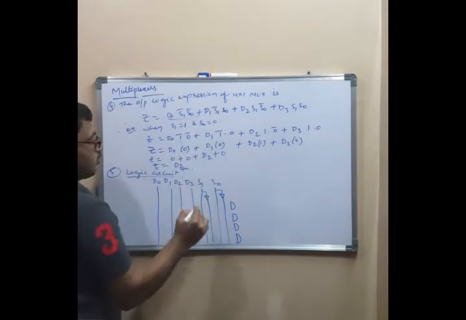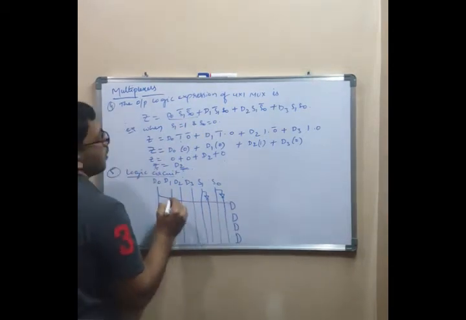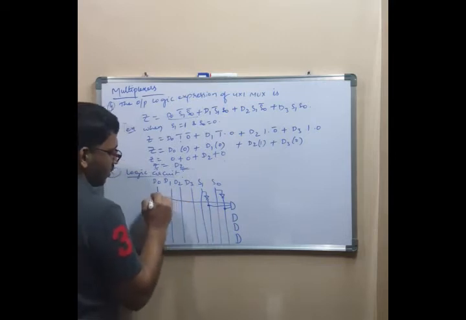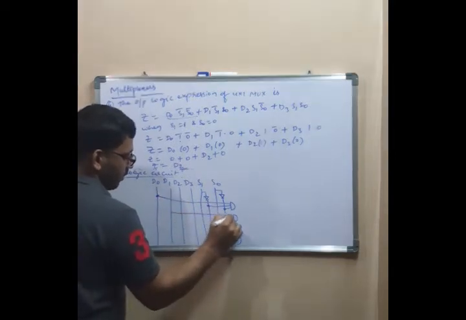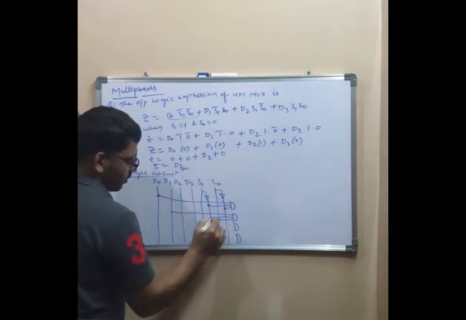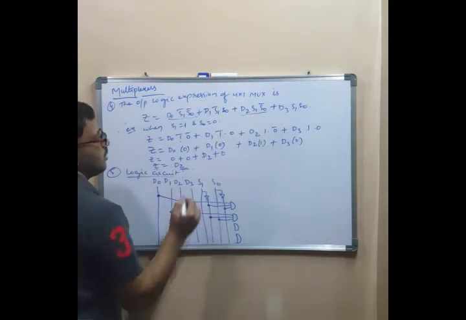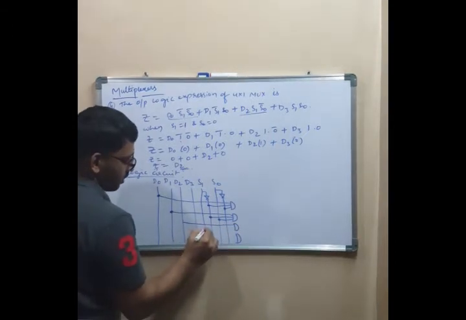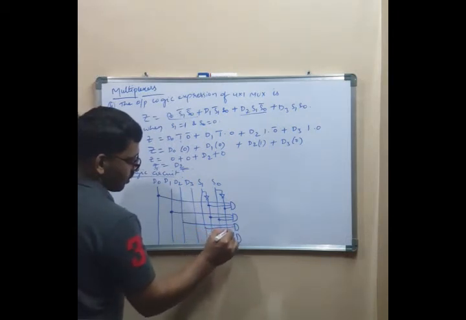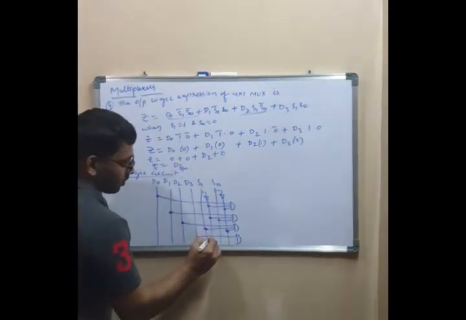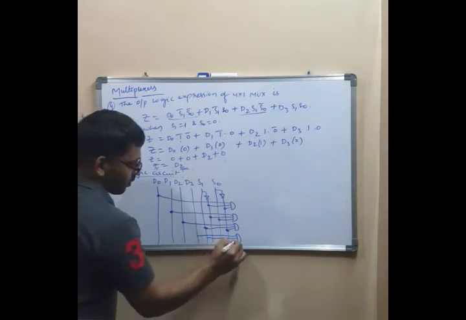So the first AND gate has 3 inputs: D0, next S1 bar, S0 bar. The next AND gate has D1, S1 bar, S0. The next AND gate has D2, S1, S0 bar. Next, D3, S1, S0.